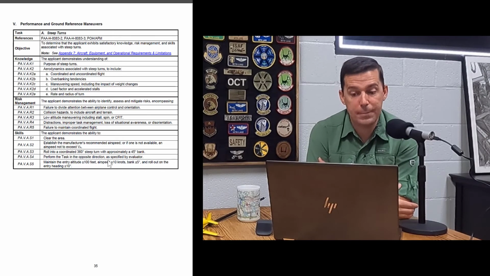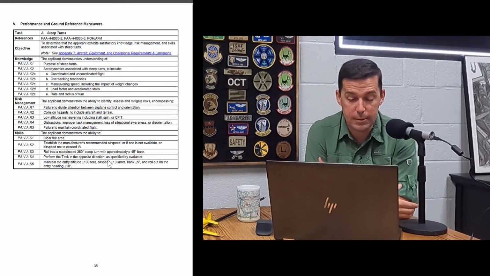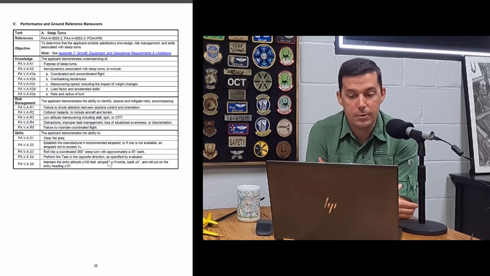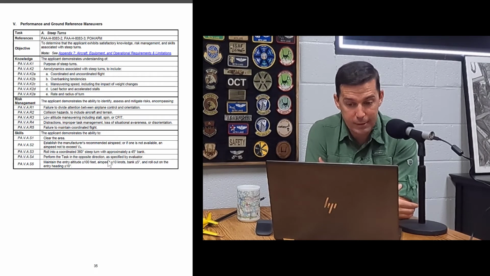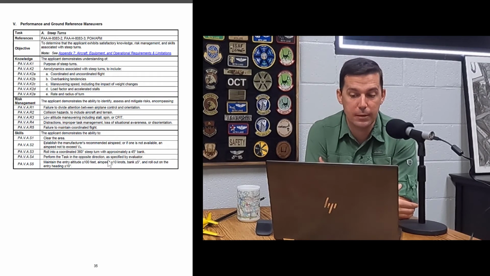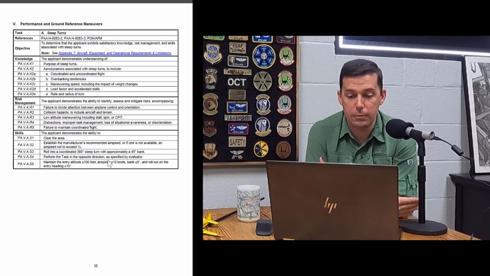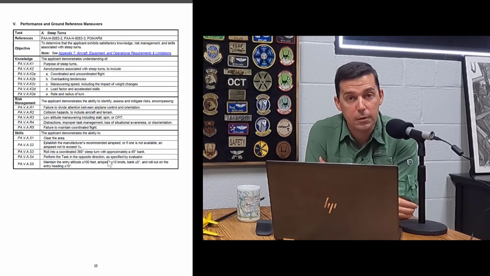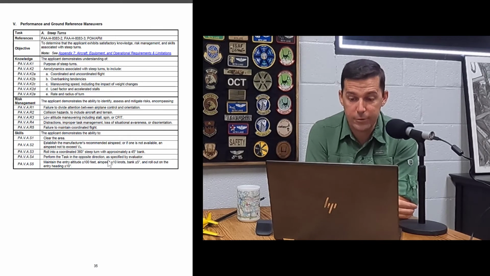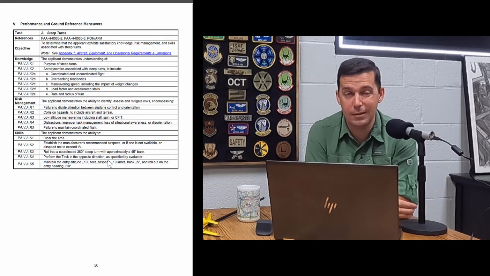Perform the task in the opposite direction as specified by the examiner, and then maintain an entry altitude plus or minus 100 feet, airspeed plus or minus 10 knots, bank angle plus or minus 5 degrees, and roll out on heading plus or minus 10 degrees. So this is a very specific skill set, so you need to maintain your altitude, heading, airspeed, bank, and heading.